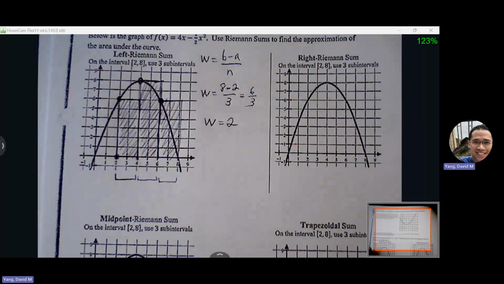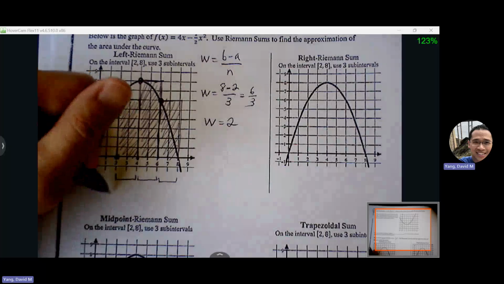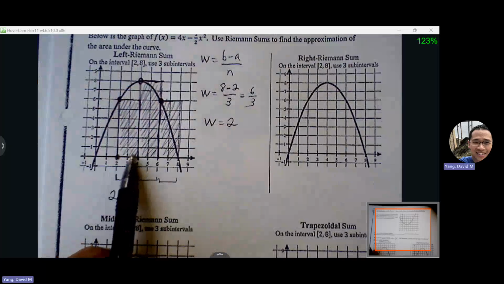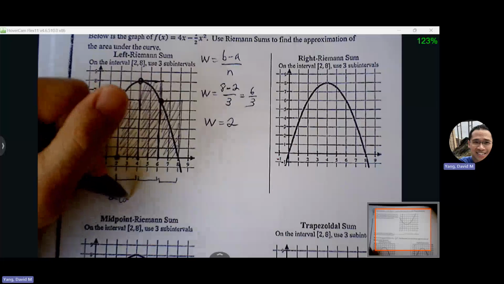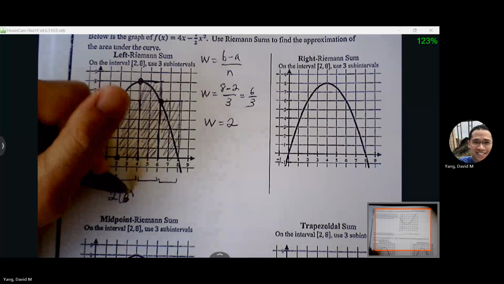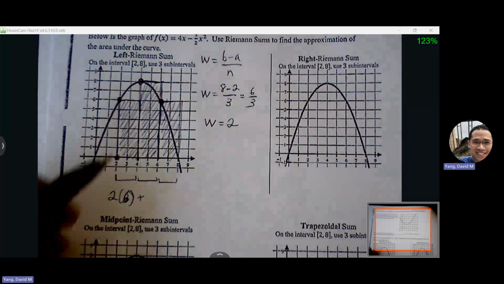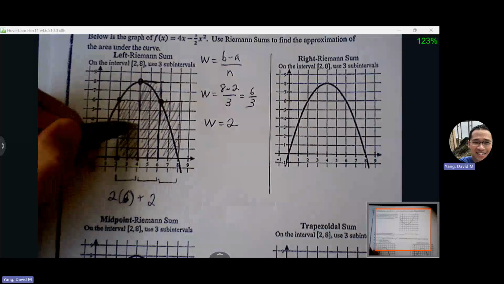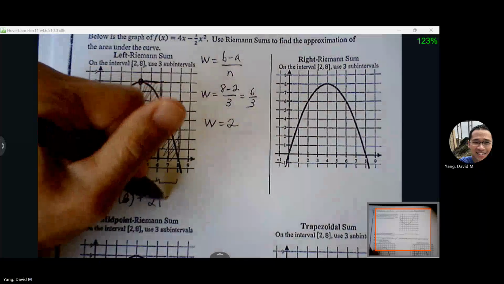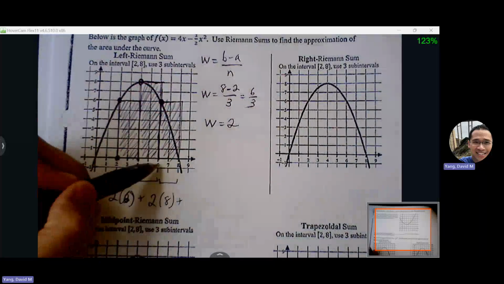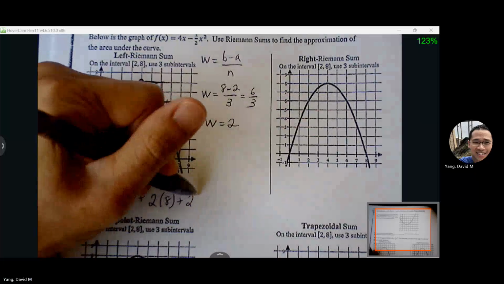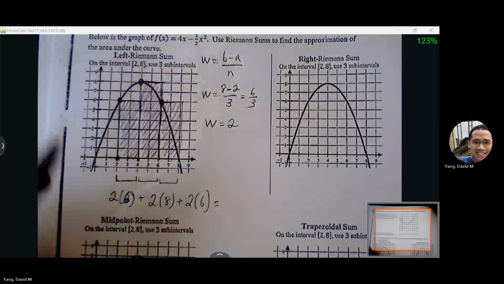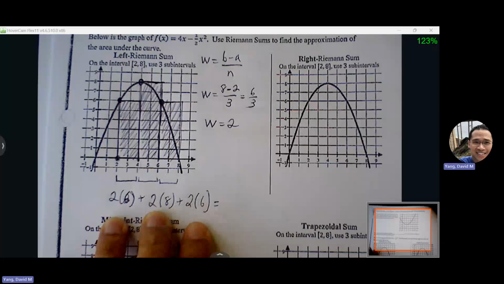So now we can just add up the areas of these rectangles. So my first rectangle has a width of 2, height of 6. So 2 times 6. Second rectangle, width of 2, height of 8. Last rectangle, width of 2, height of 6. So we're just doing width times height for all the rectangles.